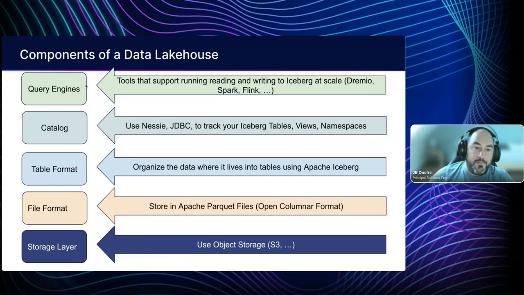And finally, on top of that, leveraging the catalog and table format, you have the query engines. The query engine is really how you read and write data to your Iceberg tables and views at scale. So it could be Dremio, it could be Spark, it could be Flink. So those are the classic components you find in the data lakehouse.